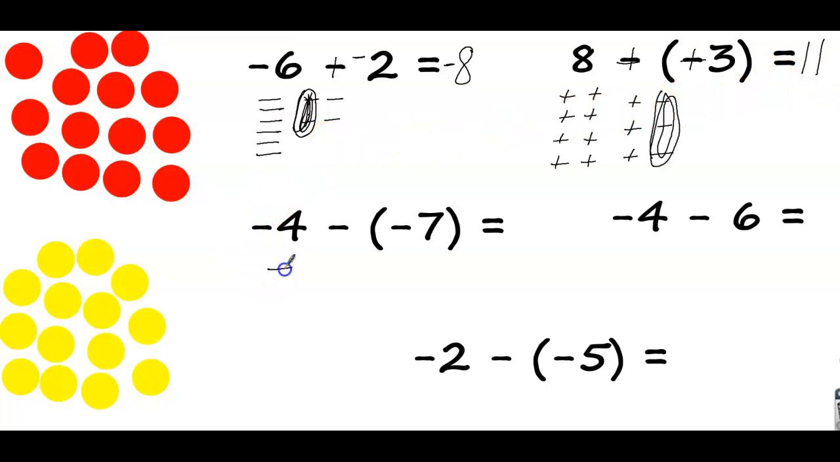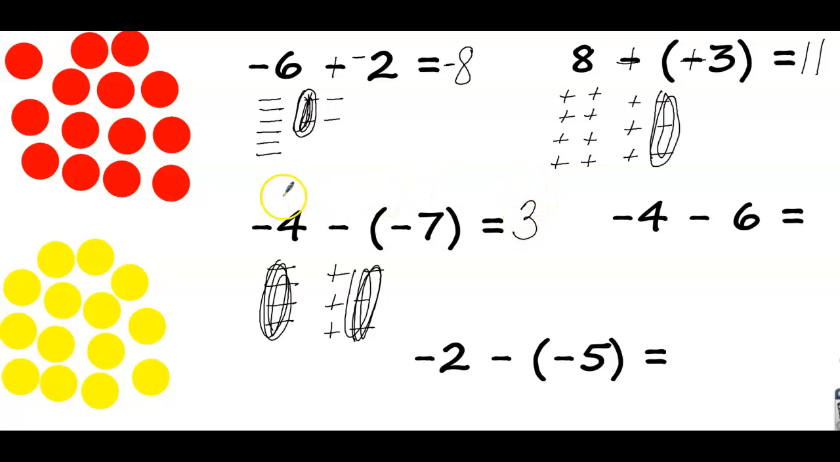Down here, we start with 4 negatives. But we need to take away 7 negatives. We don't have enough. We are 3 short. So what we do is we add 3 zero pairs. Now I can take away 7 negatives. There's 4, and there's 3 more, and I'm left with 3 positives.